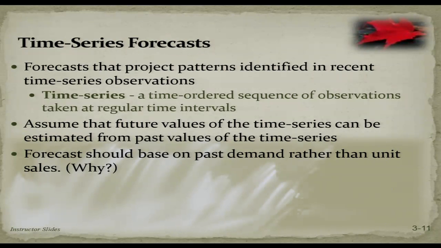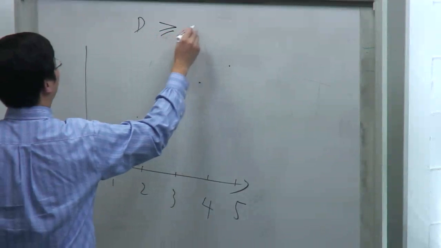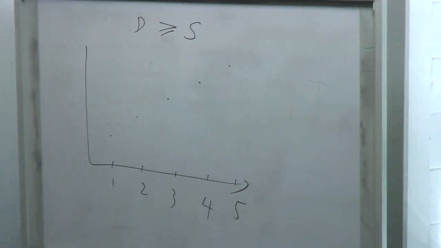Great. Shortage. So what's the relationship between demand and sales? Which one is larger? Demand is always greater than or equal to sales. Agree with me? Anybody disagree with me? Please challenge me in this class. I know you probably don't want to, but it is true. Demand is always greater than or equal to sales.